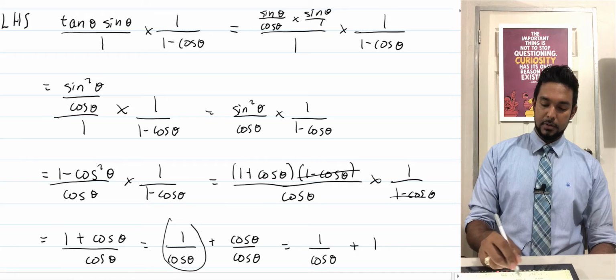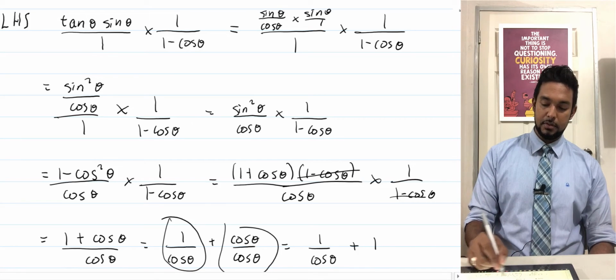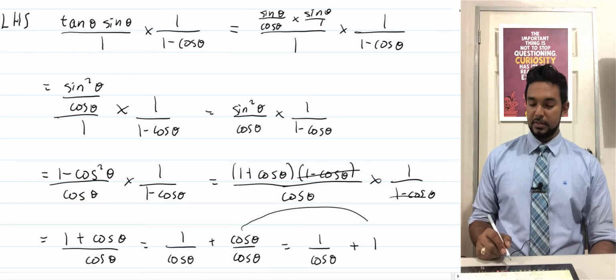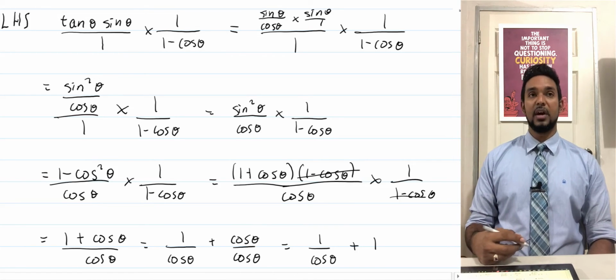Right, so you get 1 over cos theta plus cos theta over itself. And then cos theta over cos theta will just cancel to 1. And we have our result.